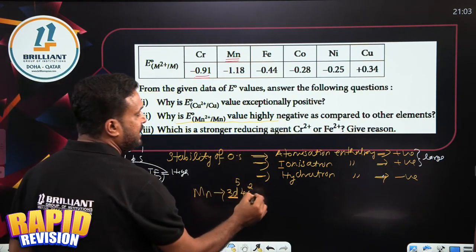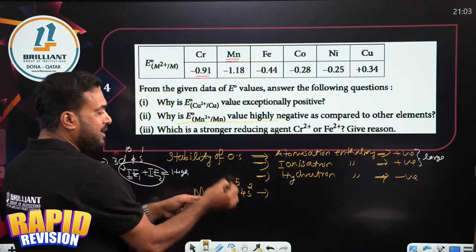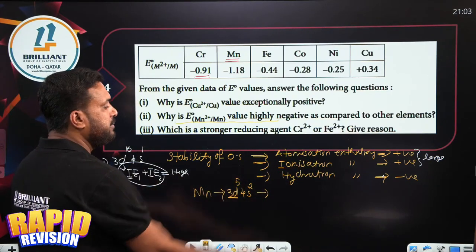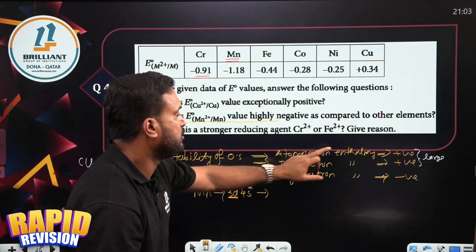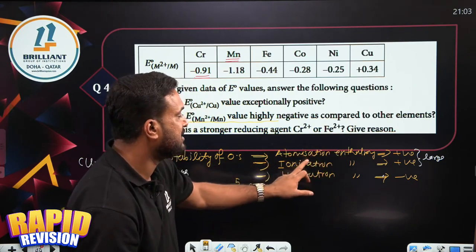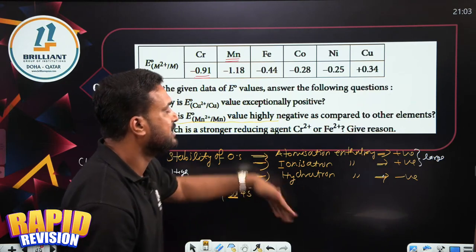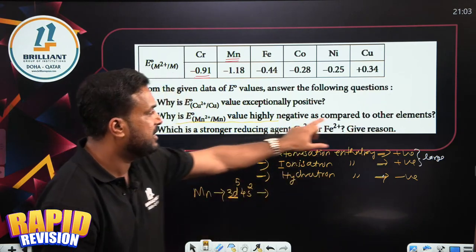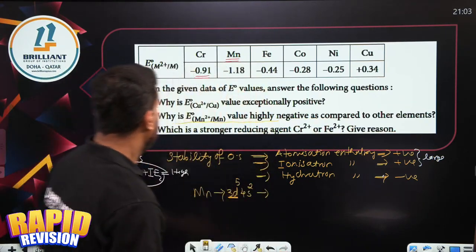Therefore, here we can say that the sum of the first two will be very less, because actually they want to be like 3d5. If it is 3d5, it will be more stable. So for Mn, you can say that the atomization enthalpy and the ionization enthalpy value is very less, and hydration enthalpy is high. That is why negative came. Hope you understood. Yes, correct.